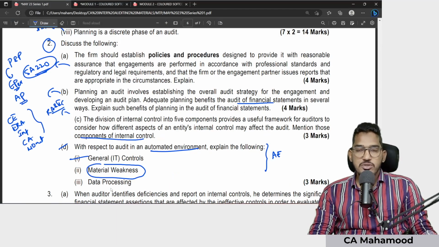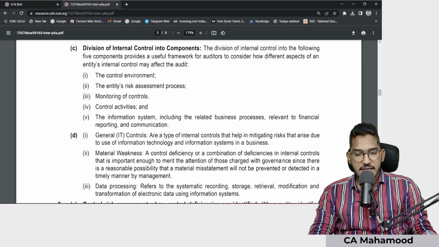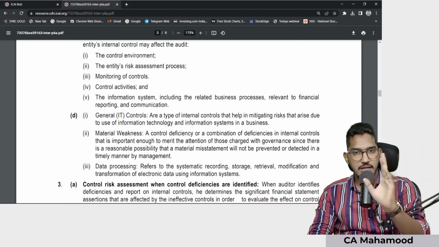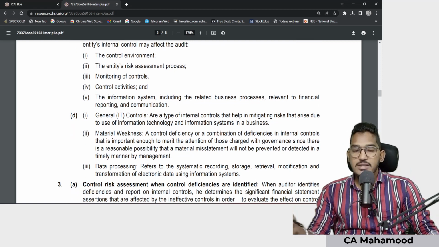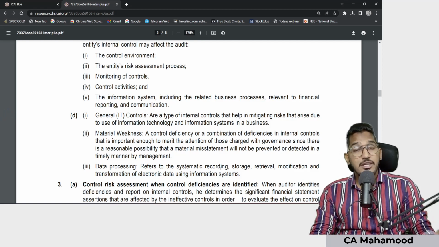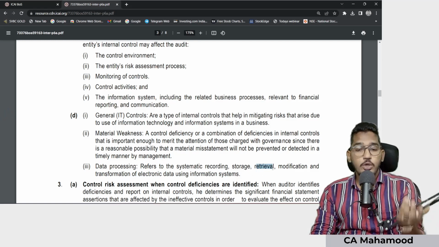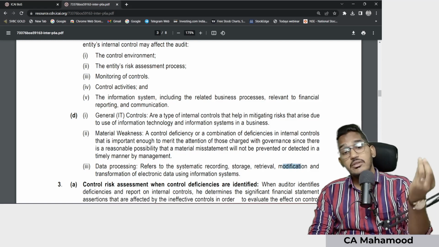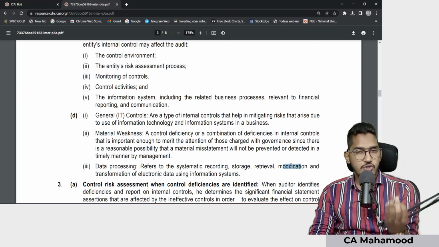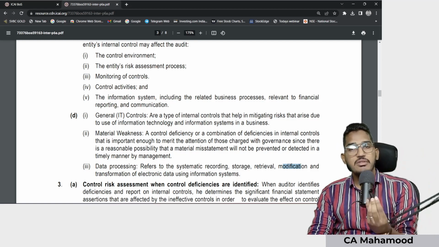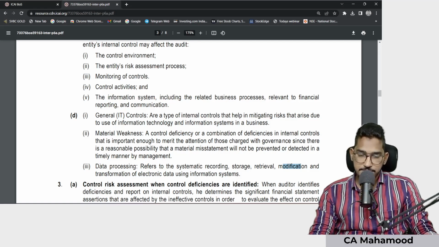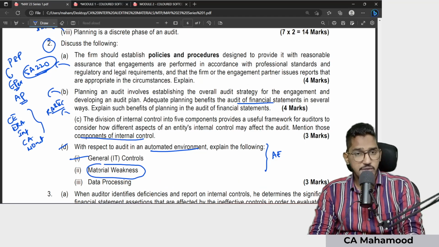Next one, data processing. What is data processing? See, these are also IT related definitions. This in our material also I have given in the audit in an automated environment. All the definitions we have given in the last question that you can refer. So what is the meaning of data processing? It refers to systematic recording of the data, systematic storage of the data, retrieval of the data, modification of the data, and transforming that data into useful information. So the process of recording, storing, retrieving, modifying, and converting the electronic data into useful information, that entire process we call data processing. So these 3 definitions they are asking in question number 2.